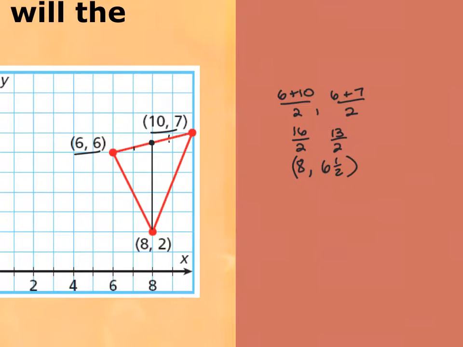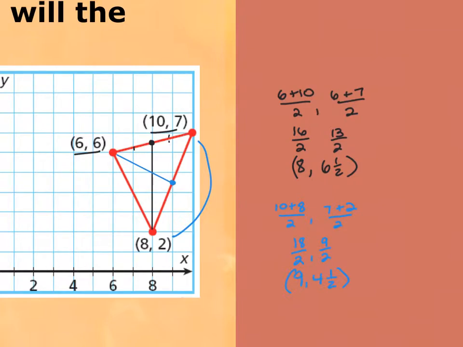Now I'm going to find the midpoint on this side. So I'm going to do 10 plus 8 over 2, 7 plus 2 over 2. I get 18 over 2, 9 over 2. So 9 and then 4.5. I'm going to go 9, 1, 2, 3, 4.5. There's my midpoint right there. And now I'm going to connect that vertex to that midpoint.